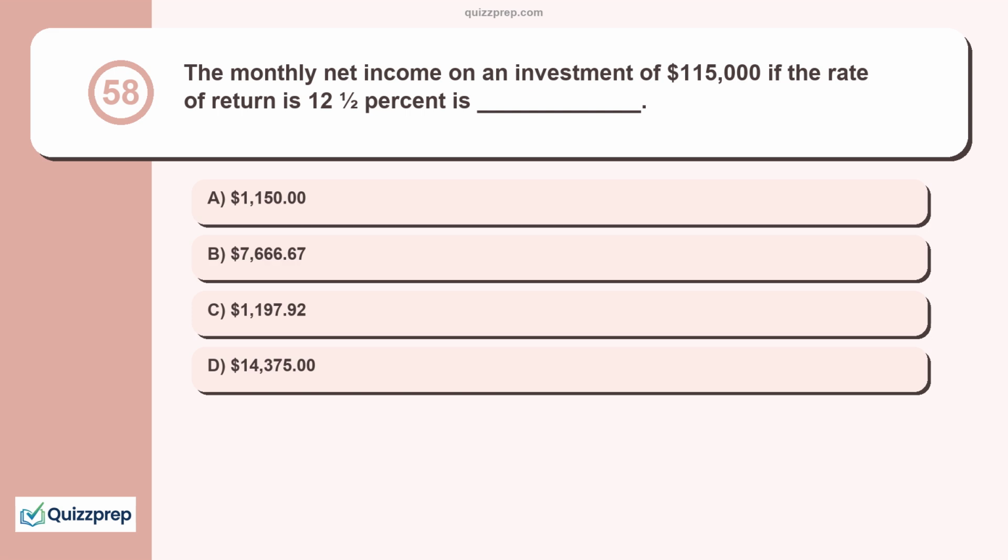Question 58. The monthly net income on an investment of $115,000 if the rate of return is 12.5% is blank: $1,150, $7,666.67, $1,197.92, $14,375.